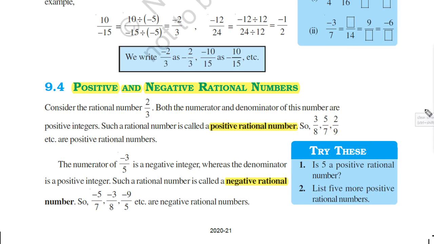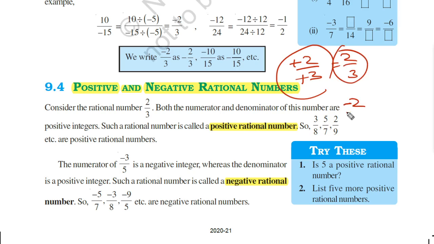But here another concept arises. Suppose you write minus 2 by minus 3. What will it be? Here in this case minus minus will be cancelled. It will be equal to 2 by 3. That means we can say minus 2 by minus 3 is a positive rational number, as it is equal to 2 by 3. So these are the basics of positive and negative rational numbers.